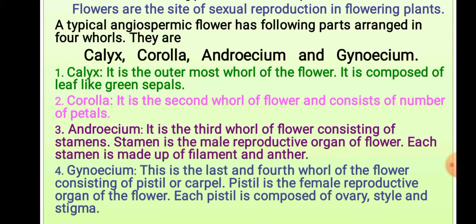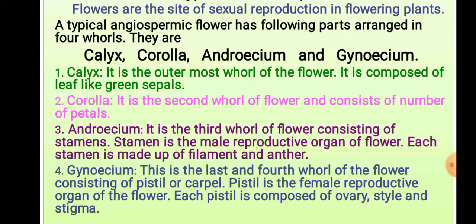Stamen is the male reproductive organ of the flower. See the important thing, stamen is the male reproductive organ of the flower. Each stamen is made up of filament and anther.